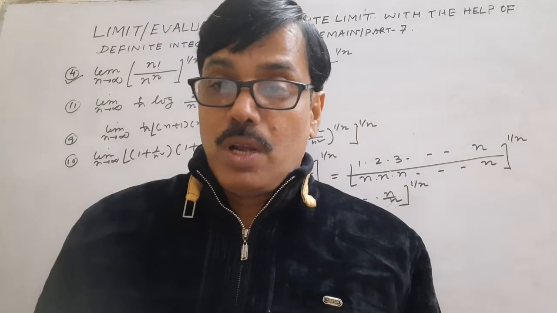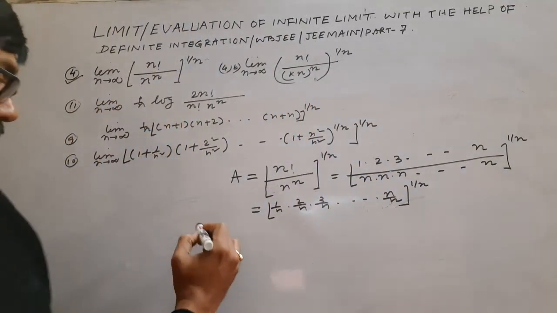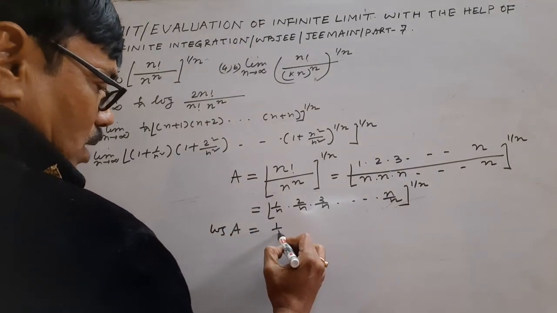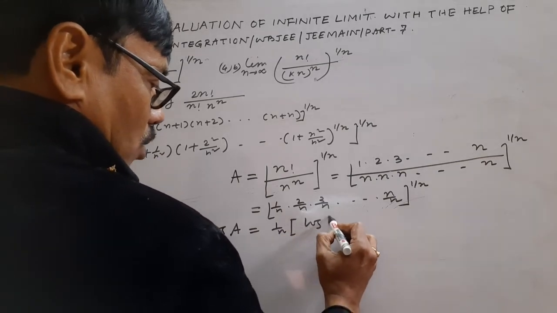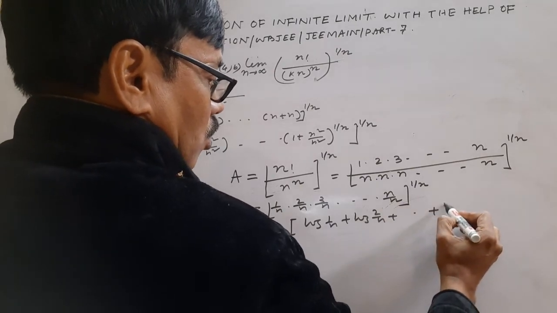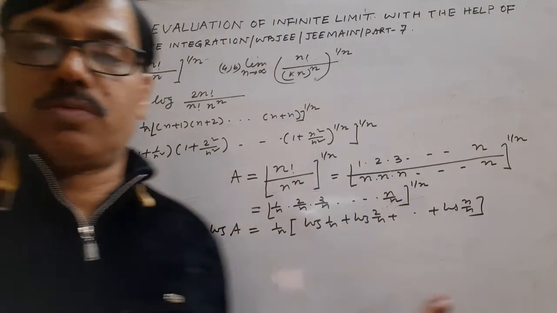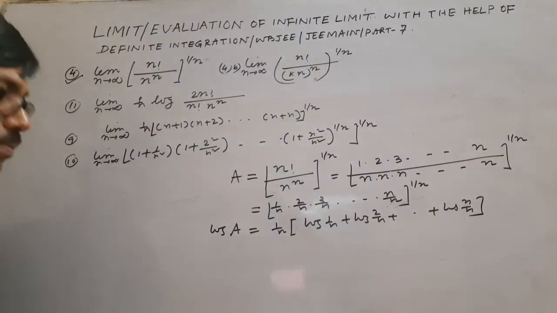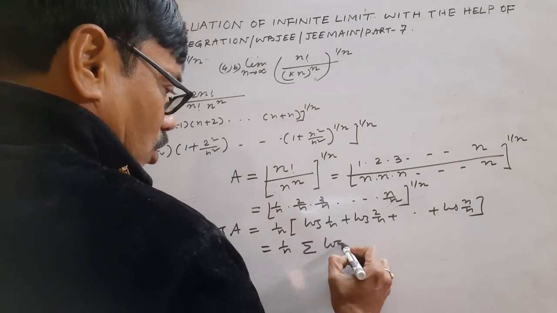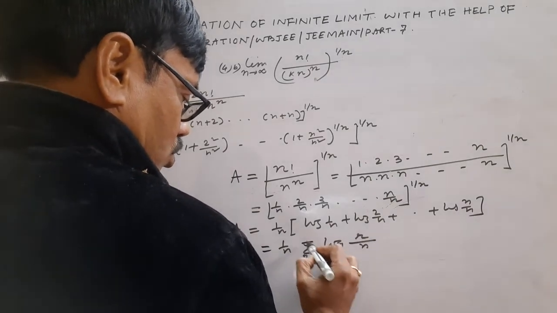Now we know the formula for summation. So this is given in product form. That is why we have to take log on both sides. So log a equals 1 by n, log(1 by n), log(2 by n), up to log(n by n). So if it is given in product form, we have to take log. So 1 by n, then summation of log, n unchanged. This is r by n, r equals 1 to n.